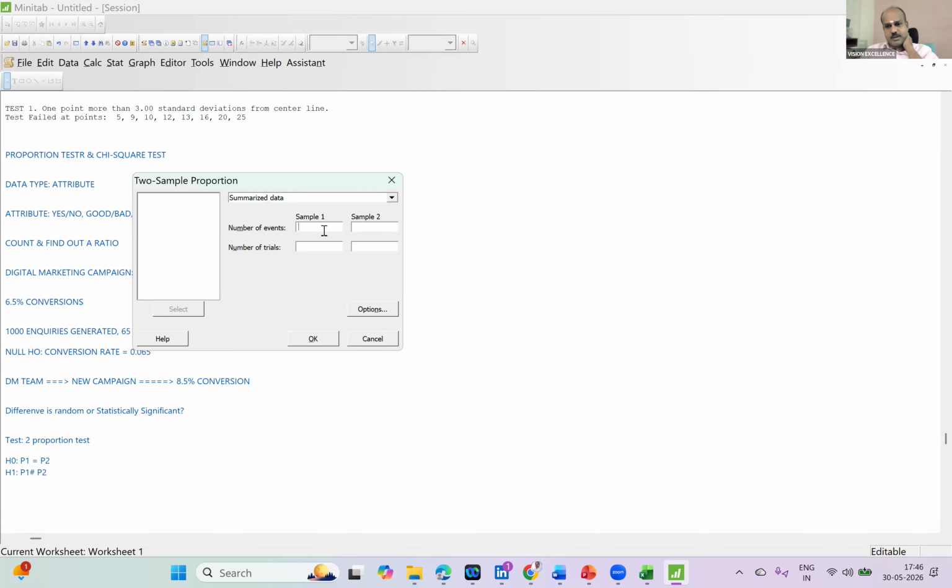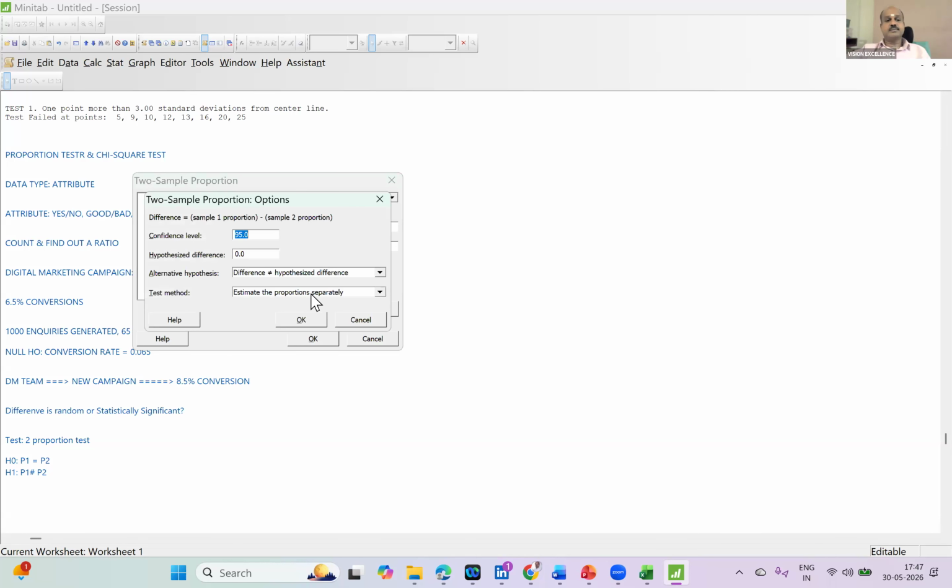When you go for the summary, sample one is the old campaign. In the old campaign, let us assume the trials are 1,000. Out of 1,000 people, how many people purchased? 65. But in the second campaign, for the same 1,000 inquiries, 85 people made a purchase. So go to Options. Now the confidence level should be 95%, which means alpha is 5%. And then hypothesized difference, the difference in the proportion. You see here, sample 1 proportion is 6.5%, sample 2 proportion is 8.5%. The difference is 2%.